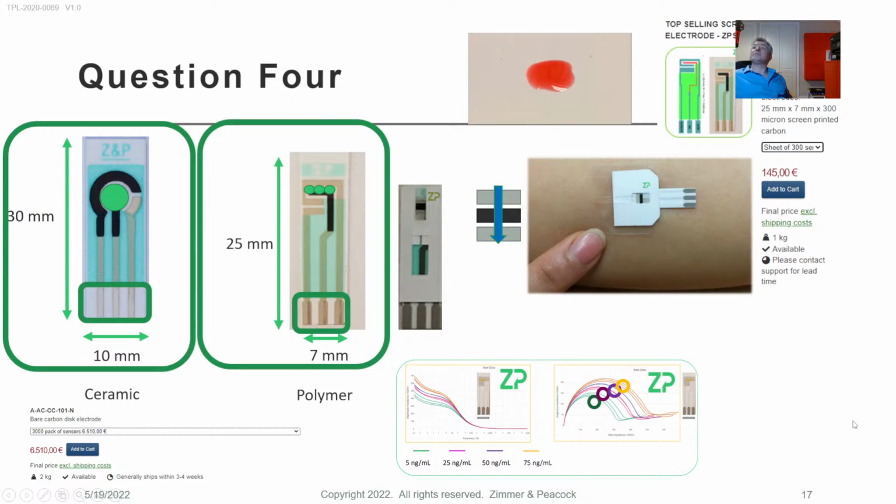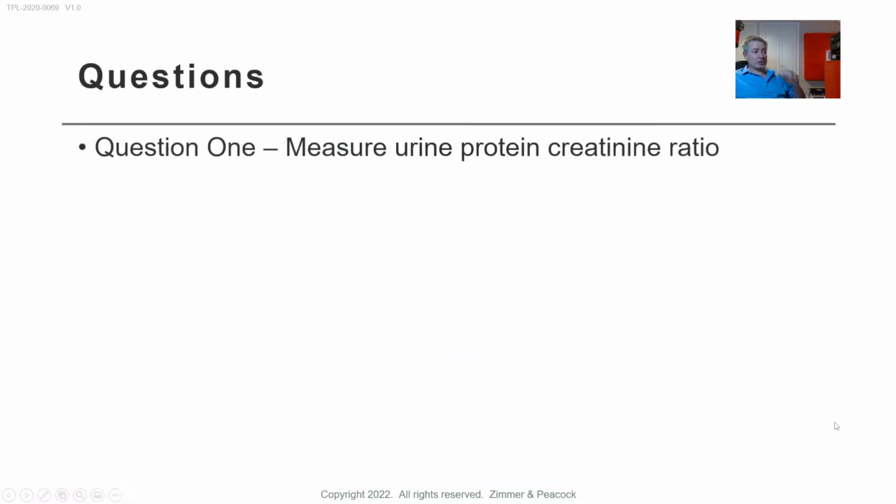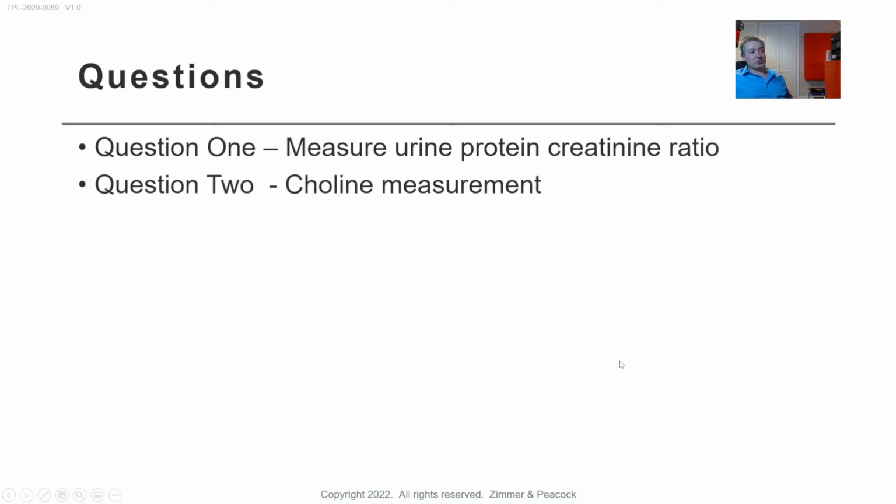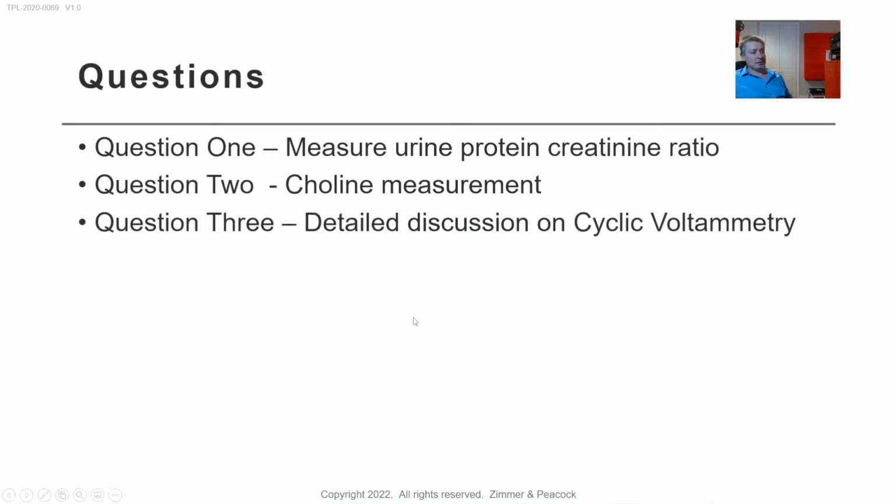Right, so the time is 8:38. I need to be quick. So question number 1. Yes, it's going to be some effort, but you can measure urine protein and creatinine using electrochemistry. Question number 2. Yeah, I'm pretty sure you can measure choline. Maybe the biggest risk on measuring choline at the moment is getting hold of the oxidase. I haven't looked into the enzymes' availability.